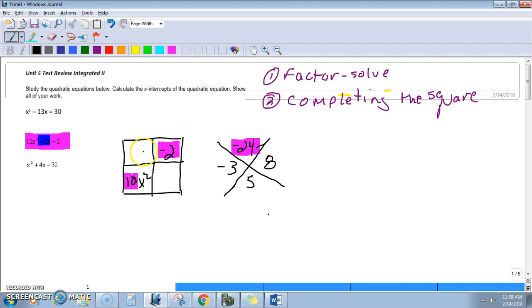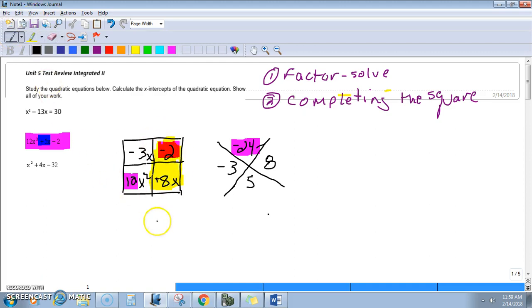So I'm going to put that back into my square, -3x and +8x. So I've rewritten 5x as -3x and +8x. Now I can start factoring. It doesn't matter where you start. I'm going to start here with my -2 and my +8.